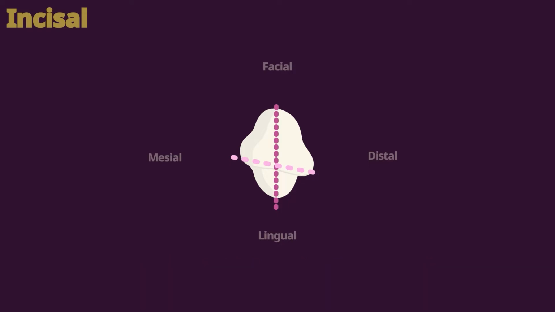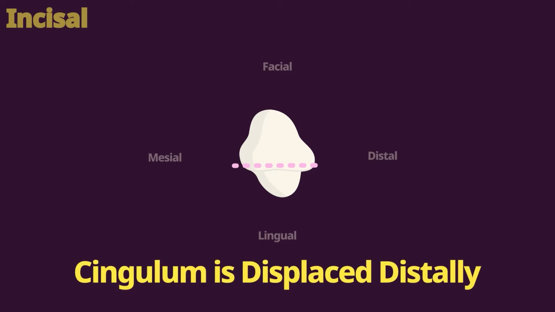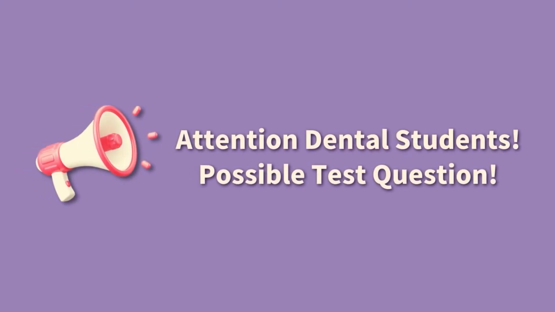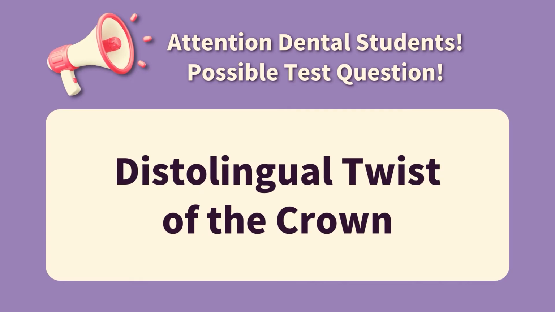Another way of seeing that is if you position the incisal ridge horizontally to your eye level, the cingulum is going to be displaced to the distal. Attention dental students. This distal lingual twist of the crown of the mandibular lateral incisor is an important characteristic that distinguishes it from the mandibular central incisor.